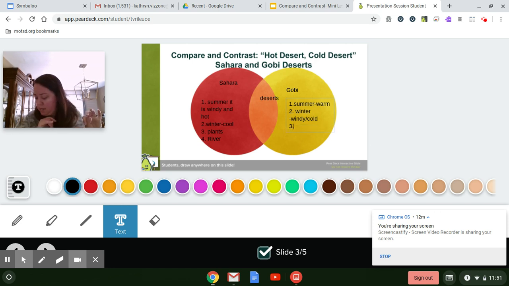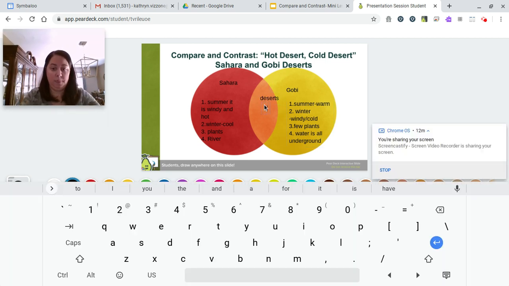And number 3, in the Gobi Desert, the difference is they only have few plants, not very many, as the Sahara has a lot of different plants. And water is all underground. Okay, perfect. So now we have our differences. We have the Sahara Desert on the red side, the Gobi Desert on the yellow side, and let's jump back to the middle.